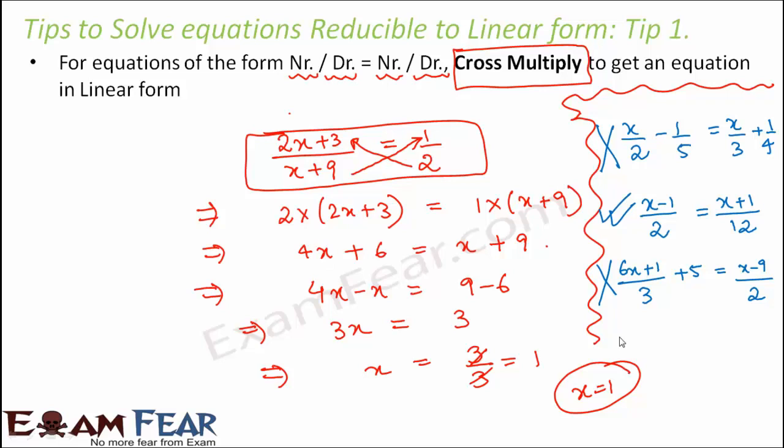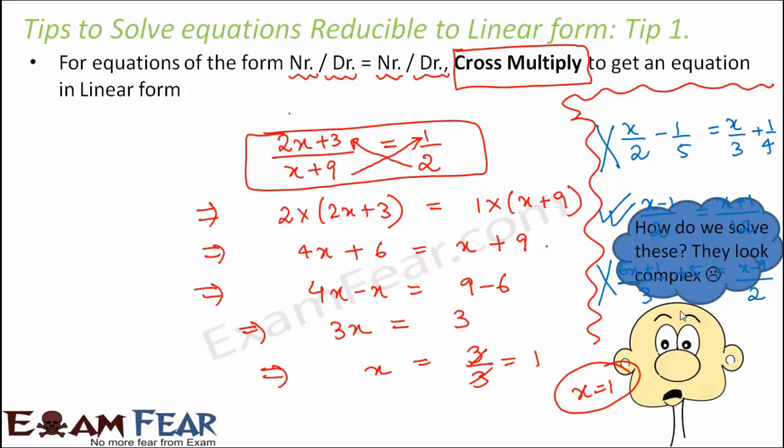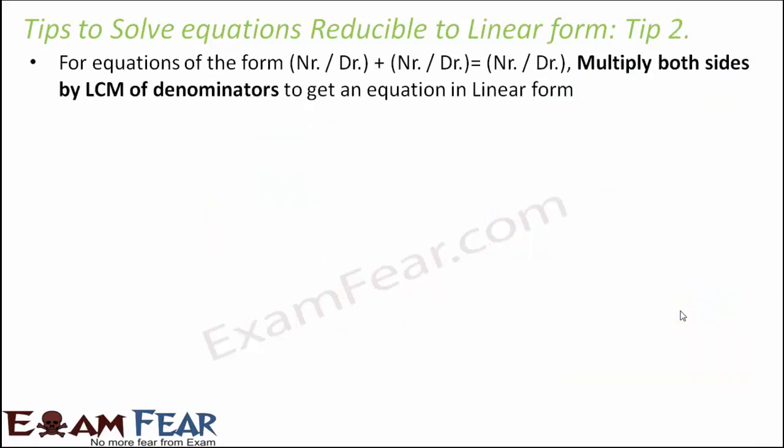Now you might say, okay, fine, we will be able to apply this concept only where this particular form holds true. But what about all these complex forms? Because even these look more complex. So how are you going to solve these complex equations? Whenever you have equations in the form of numerator by denominator plus numerator by denominator is equal to numerator by denominator, in that case we multiply both sides by the LCM of the denominators to get an equation in linear form.